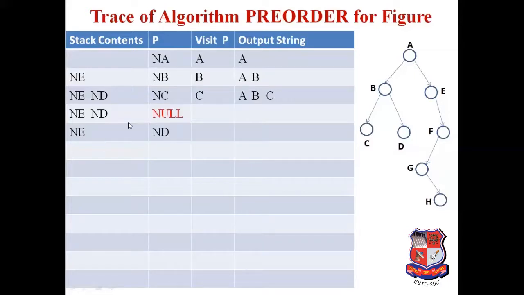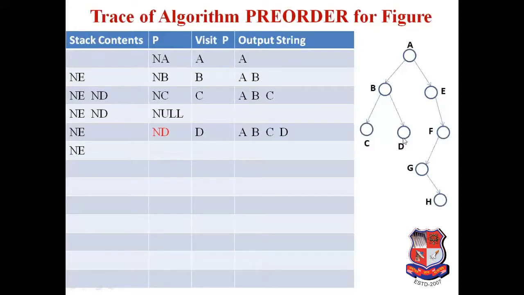Now what is the current content? Once you remove the ND, you will have the content NE in the stack. Now once we process ND, visiting D and adding that node to the output string, that gives us A, B, C, D. Now the content of the stack is what? NE. Now add the right child of D. Do we have the right child of D? No. So we can't add anything to the stack.